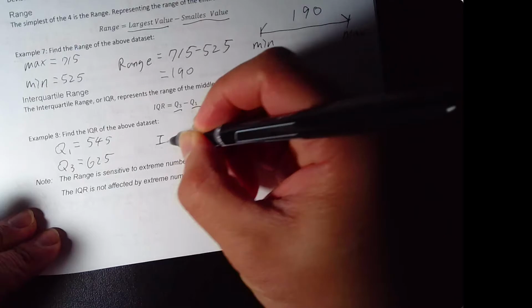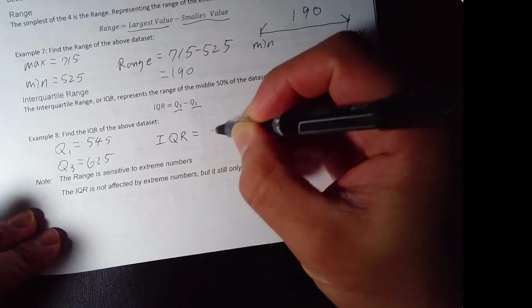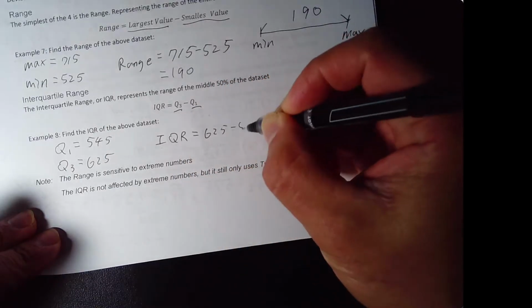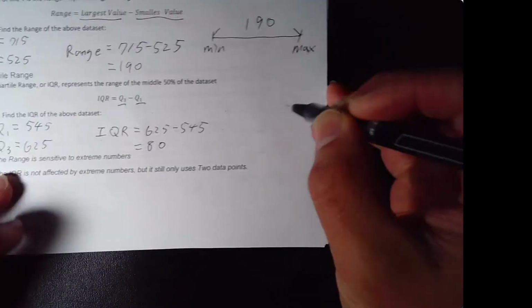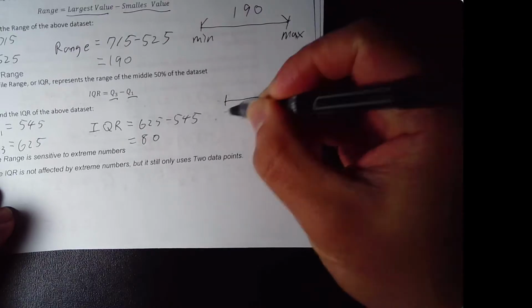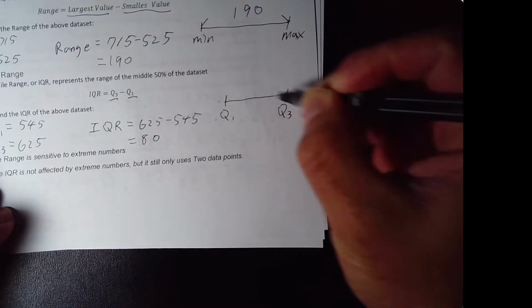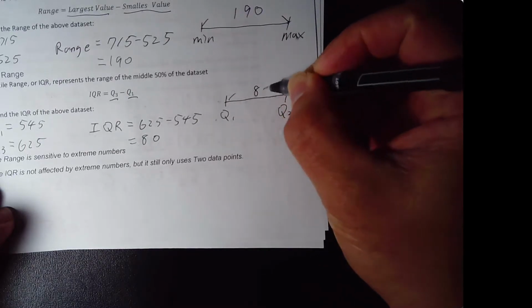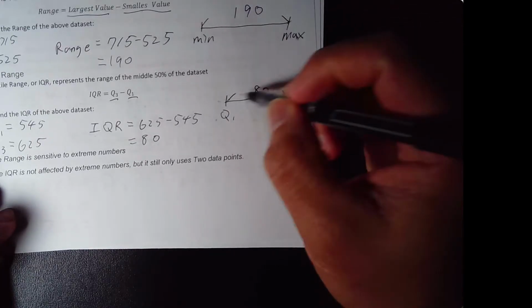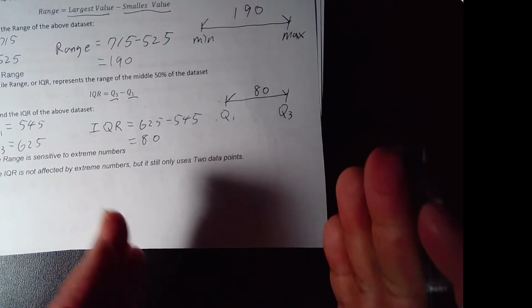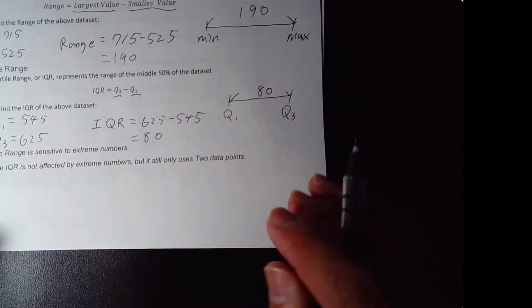So the IQR, the interquartile range, is 625 minus 545, which equals 80. Visually, here is Q1, Q3. Then that means 80. So that means 50% of the data in the middle has a range of 80.